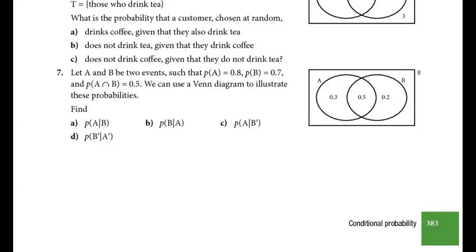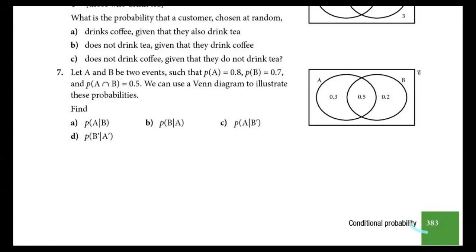Bismillah ar-Rahman ar-Rahim. This is a David Rayner book, page 383. Okay, a new topic added: conditional probability. I'm going to start with question number 7, which is my plan to discuss now.